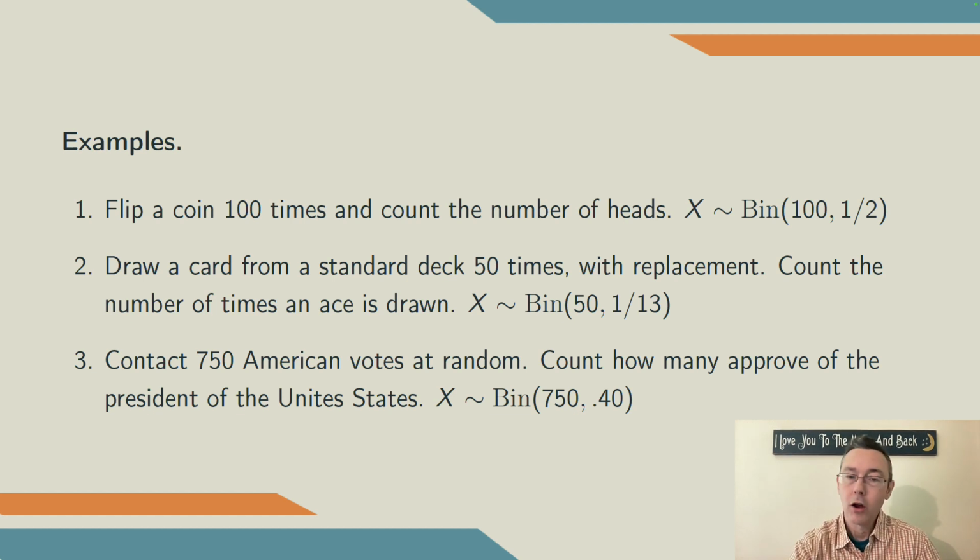Second example, draw a card from a standard deck 50 times, putting it back each time before the next draw, and count the number of times an ace is drawn. So x is going to have a binomial distribution with parameters n equals 50 and p equals 1 in 13. Finally, contact 750 American voters at random, and count how many approve of the President of the United States. So if the President has an approval rating of 40%, x has the binomial distribution with parameters n equals 750 and p equals 0.40.